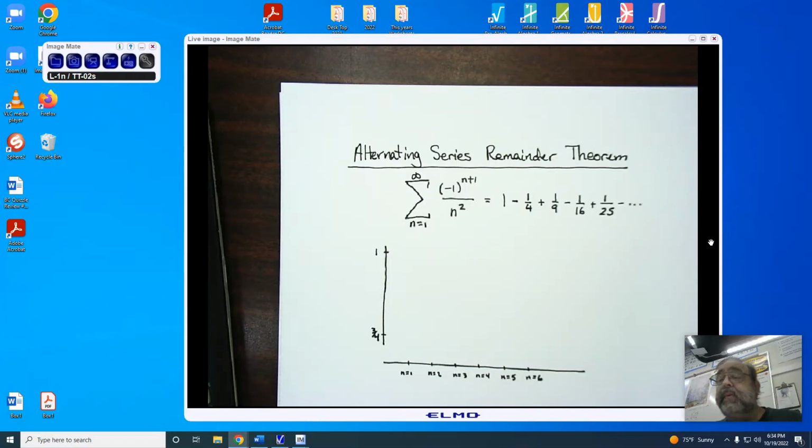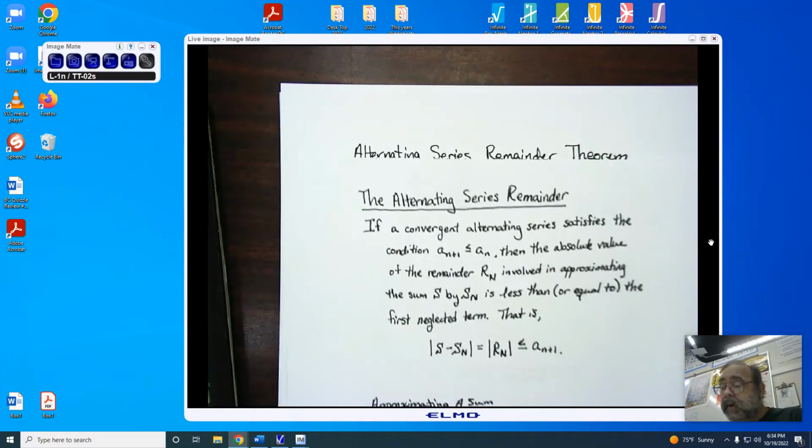We're going to be talking about the alternating series remainder theorem and how we use that in order to find an answer within a specific range, as well as to find an error bound. So what we're going to do is start off by looking at the actual theorem for the alternating series remainder. And here it is.